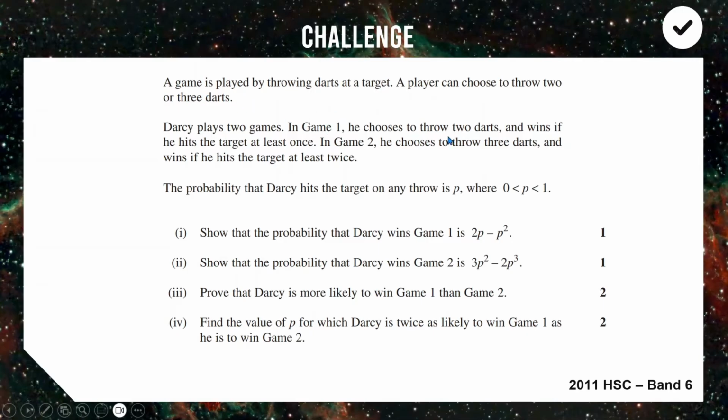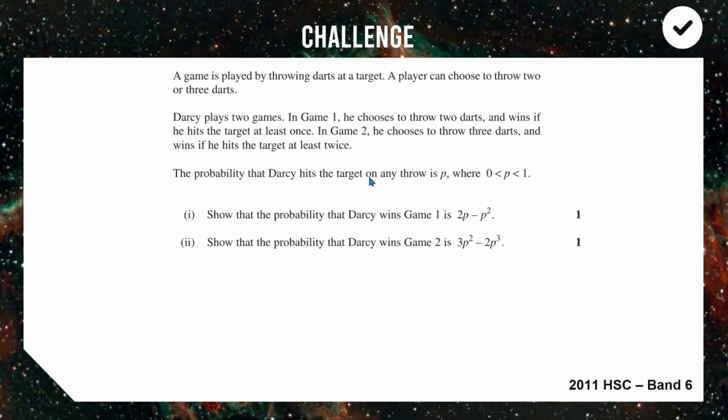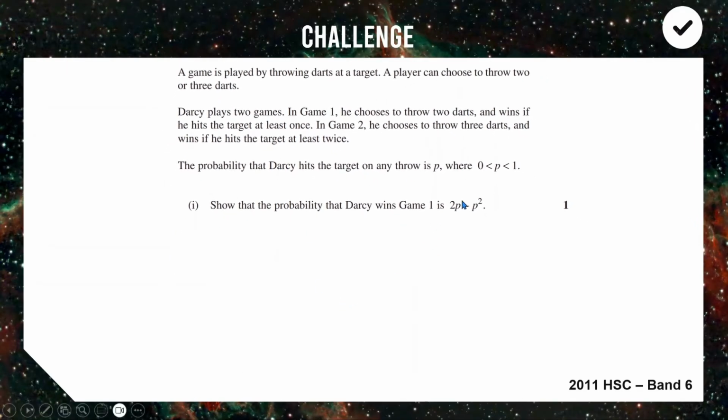In game 1, you're going to throw 2 darts and you win if you hit the target at least once. In the second game, where you're throwing 3 darts, you've got to hit the target at least twice. The probability we hit the target with any throw is P, and P is between 0 and 1, not inclusive. Okay, part 1. Show that the probability that Darcy wins game 1 is 2P minus P squared.